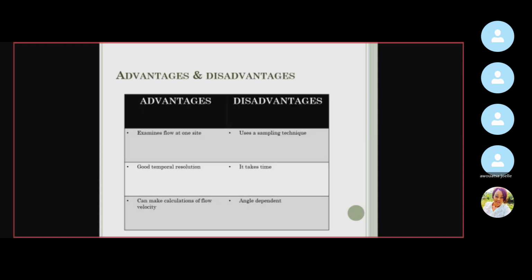So what are the advantages of this? We get the flow at one site. We have a good temporal resolution and calculation of flow velocities. But the disadvantage is that it is a sampling technique, that is, a small area is used and it takes time. Why does it take time? Because only a single pulse is sent and we have to wait till that pulse is sent back, and it is also angle dependent. So if we change the angle of the transducer, we will get different information.